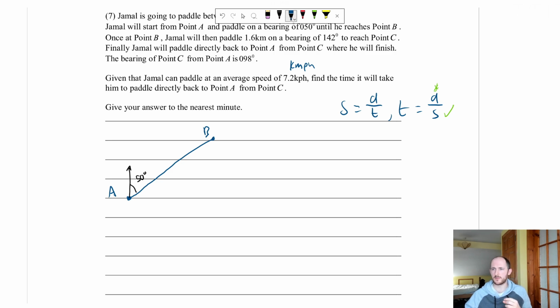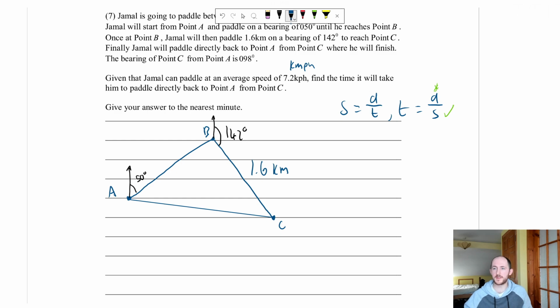Once at B, he would travel a bearing of 142. Okay, so 180 would be straight down. Going to the right would be 90. So it'd be kind of like a diagonal like this, right? And that right there is whatever this angle is, 142 degrees. And then he travels straight back. Cool. It's not a bad triangle. It also tells me that's 1.6 kilometers. It's a massive lake he's on.